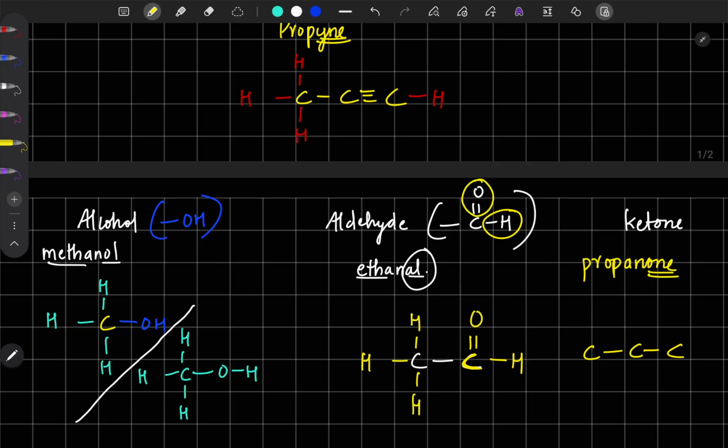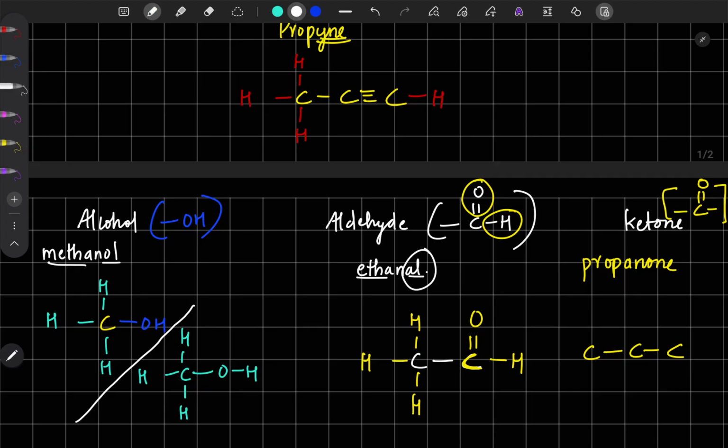Now the second step is to attach the functional group, because I understood from step one that there is a functional group present. So what is the ketone functional group? The ketone functional group is this: C double bonded to O. And that carbon will be attached to 2 other carbon atoms. That is the ketone functional group.